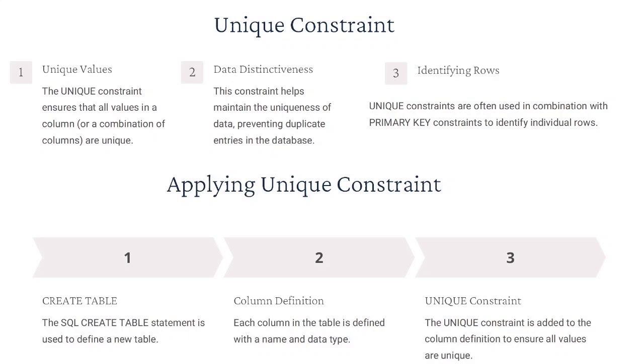This is crucial for various applications, such as preventing duplicate customer records or ensuring that each product has a unique identifier. UNIQUE constraints are often used in combination with PRIMARY KEY constraints to uniquely identify individual rows in a table. A PRIMARY KEY constraint ensures that a column or a set of columns contains unique values and cannot be null, which we'll discuss further with the PRIMARY KEY constraint. Let's explore how we'll apply the UNIQUE constraint in SQL.